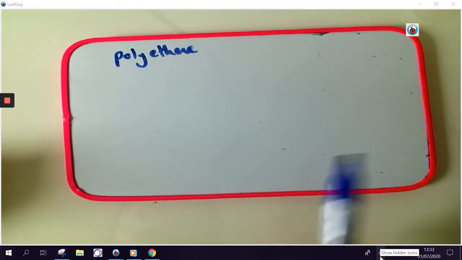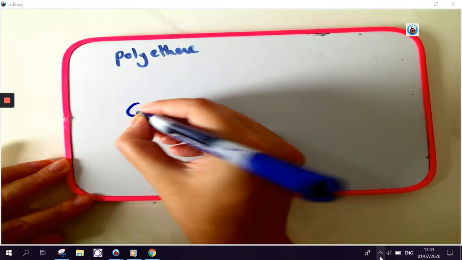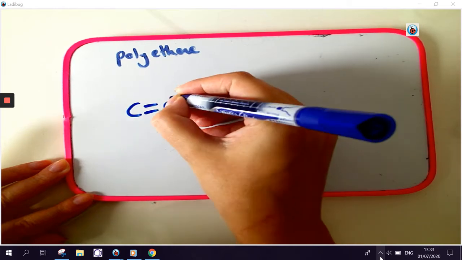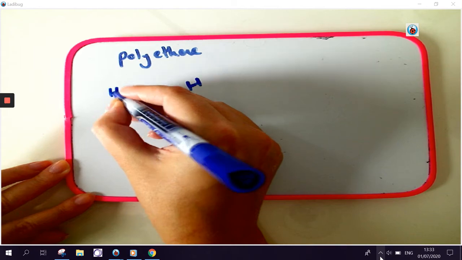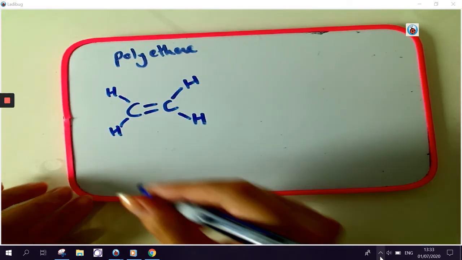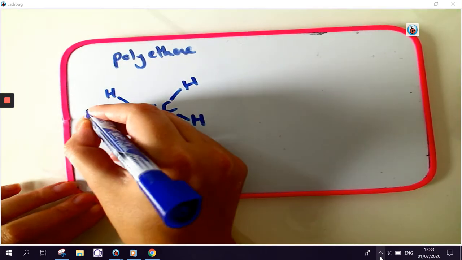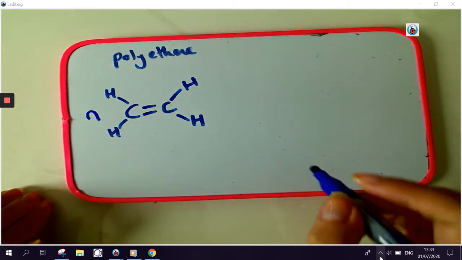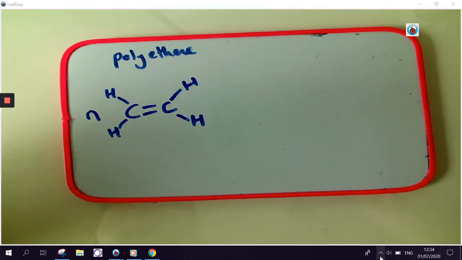I'm going to show how we can draw the formation of polyethene from ethene. So first I'm going to draw my ethene molecules. Now, in the formation of polymers, we use lots of the monomer. This will be my monomer, ethene, and to represent lots, I'm going to use the letter N. So that N could be 100, it could be 1,000,000, it could be 1,000,000,000. It just means a lot of these molecules.